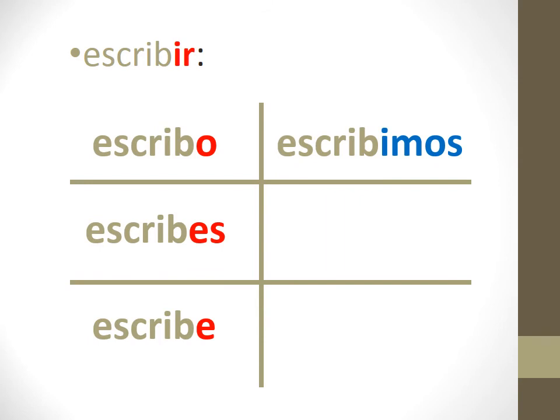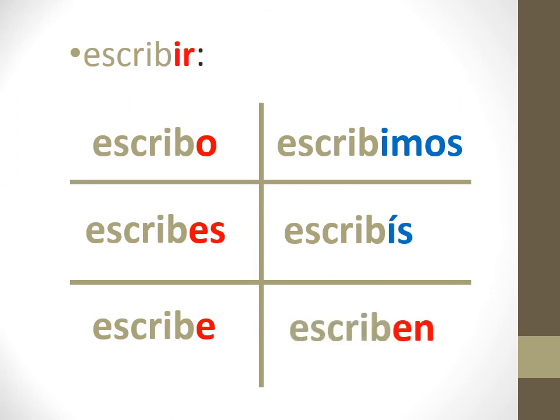Nosotros escribimos. Here, it's a different conjugation than ER verbs. Make sure that you have IMOS because it's an IR verb. We write. Vosotros escribís. Same thing. Make sure that you have an IR ending here, IS, with an accent on the I. You all write. Escriben. They write.